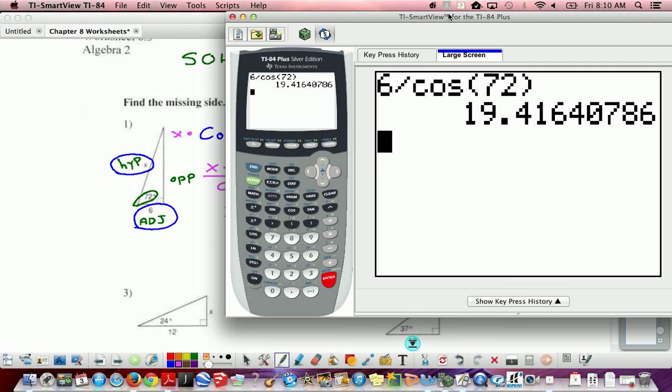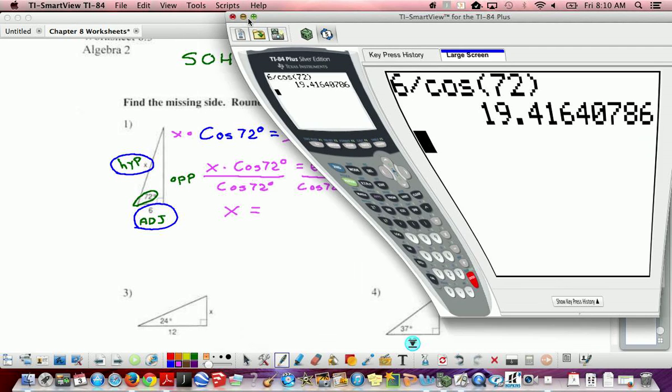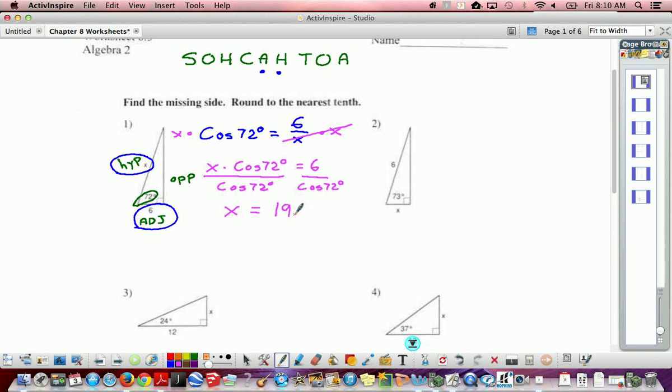Here it says 19.4, so I just want to round that to the nearest tenth. So in our particular case here, our answer would be 19.4. Since they don't give a unit, you don't have to put the unit measurement on it.